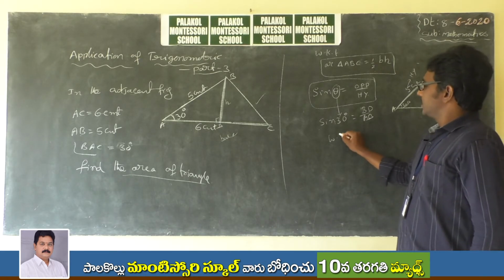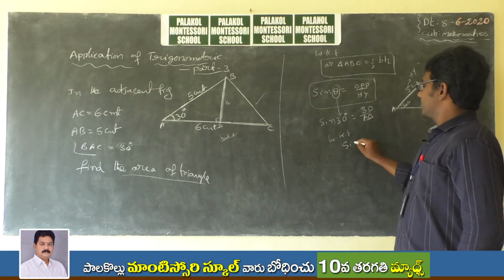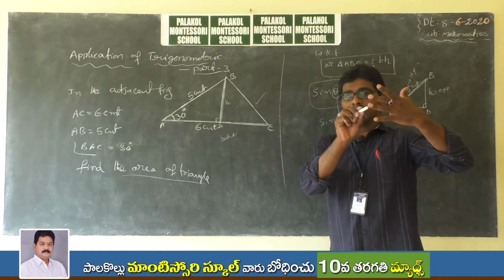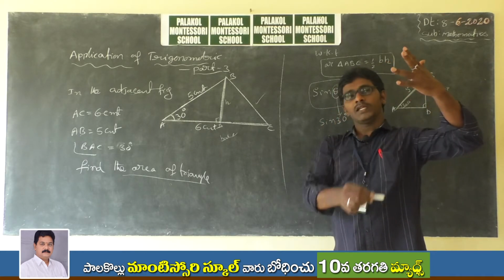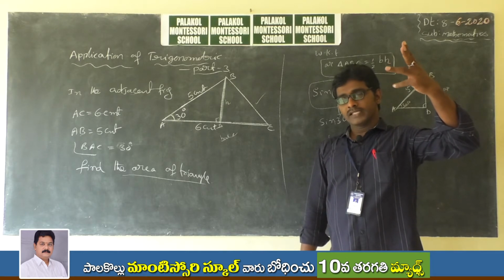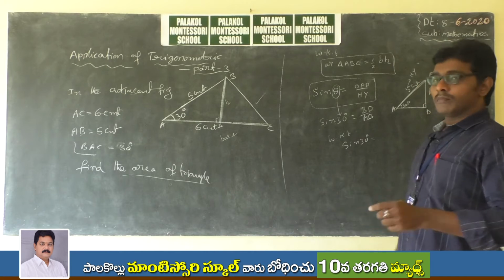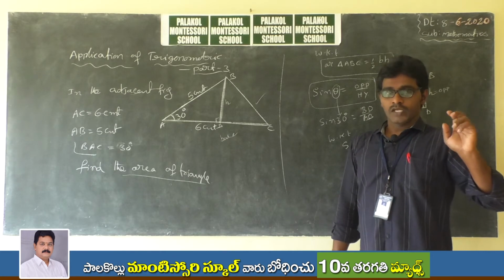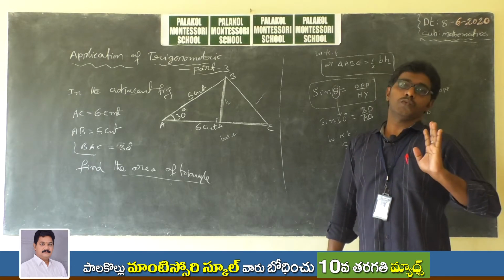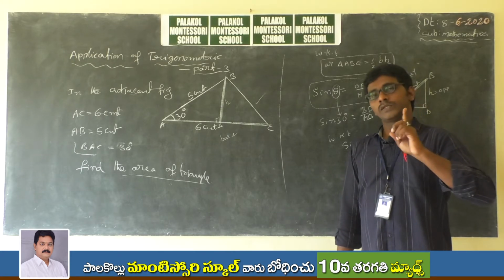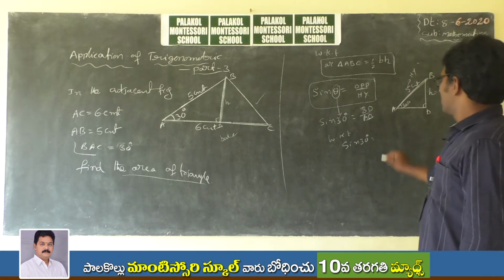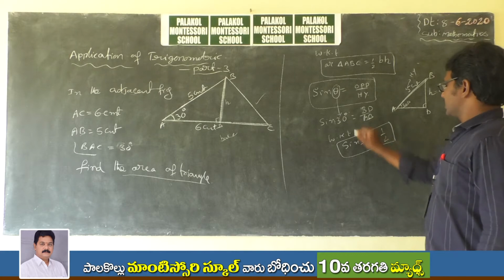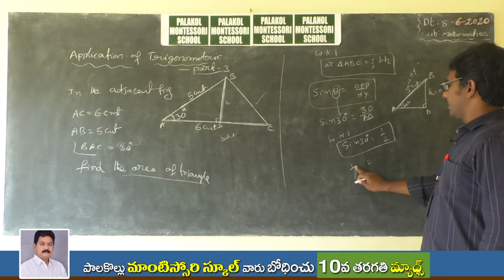Now you know sine 30 degrees. Remember the hand technique: 0, 30. Below 30, how many fingers are there? Only one finger is below. So you know the formula: root of the number of fingers below, upon 2. So root of 1 by 2. Under root 1 is equal to 1, so 1 by 2. So sine 30 degrees value is 1 by 2. Guys, in place of sine 30 degrees, you write 1 by 2.